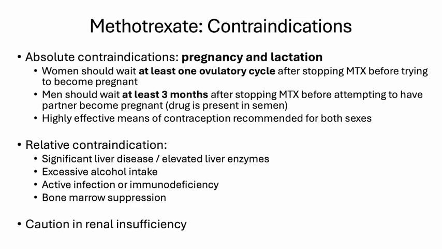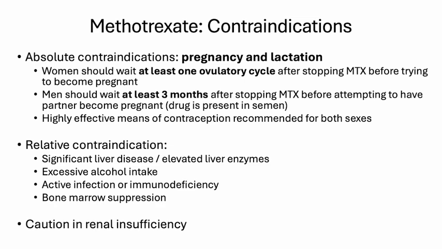Okay, so those are the indications for methotrexate. What about the contraindications? The only absolute contraindications for methotrexate are pregnancy and lactation. Women are advised to wait at least one ovulatory cycle after stopping the medication before trying to become pregnant, and men should wait at least 3 months after stopping the medication before attempting to get their partner pregnant, as the medication can be found in their semen. And for both sexes, highly effective means of contraception is recommended while on the medication.